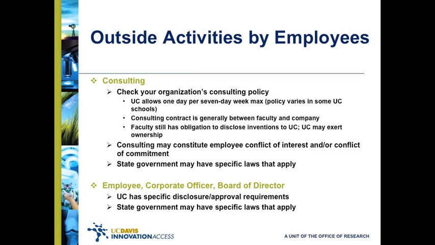However, the faculty still has an obligation to disclose all inventions to the University of California Tech Transfer Office for those inventions that are discovered, whether or not they're at the university or with a consulting company or even at home. When disclosed, the Tech Transfer Office will make a determination in consultation with the inventor whether or not that invention may be owned by the university or whether it was discovered outside of the university's ownership.